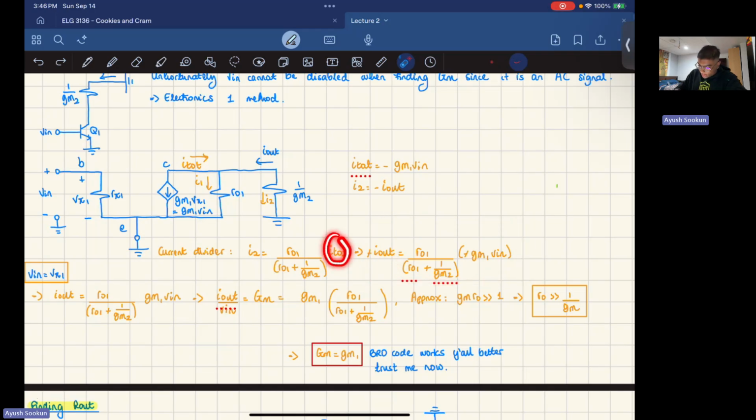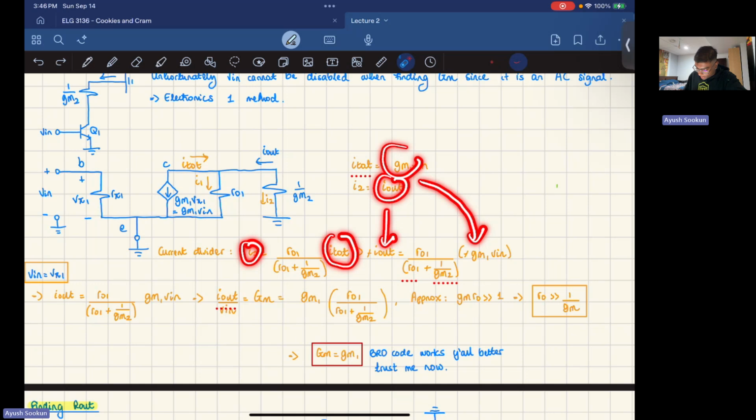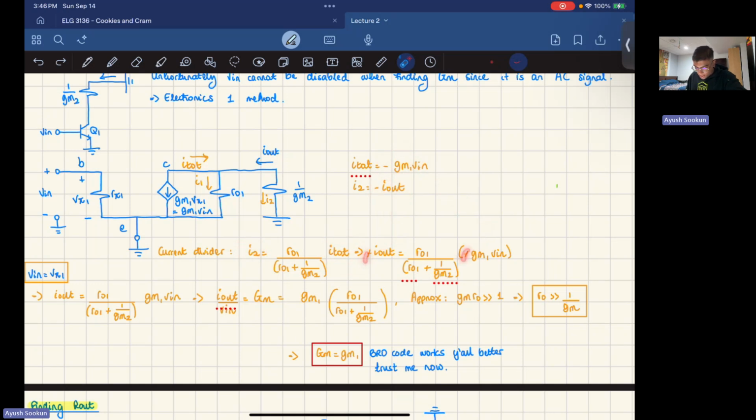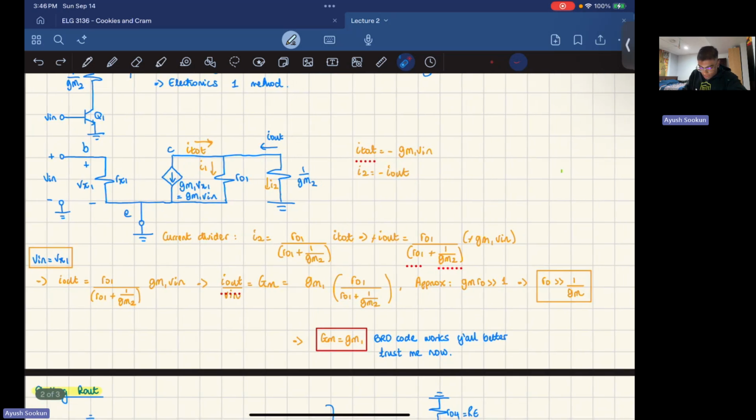And I total is equal to minus GM V in. So I replace I2 by minus I out right here, and I replace I total by minus GM V in right here. These negatives cancel, and then I can write I out as the current divider equation right here. Okay, so this is what it simplifies to. Now I have I out and I have V in. If I divide I out by V in, I get GM. And GM in this case is this thing.